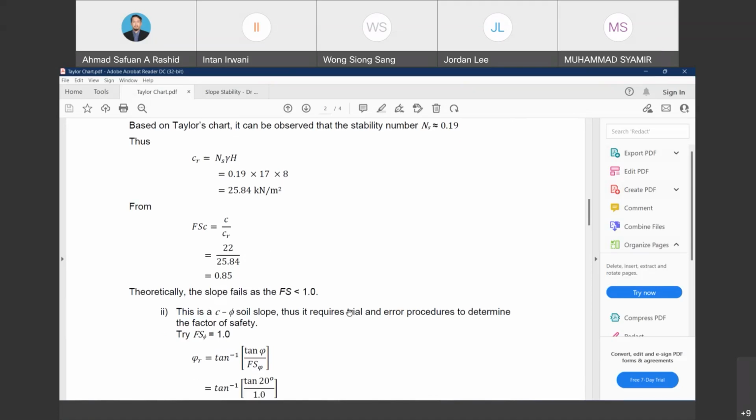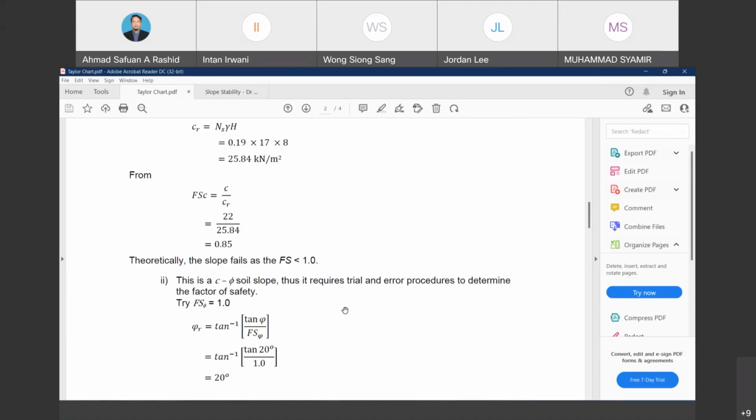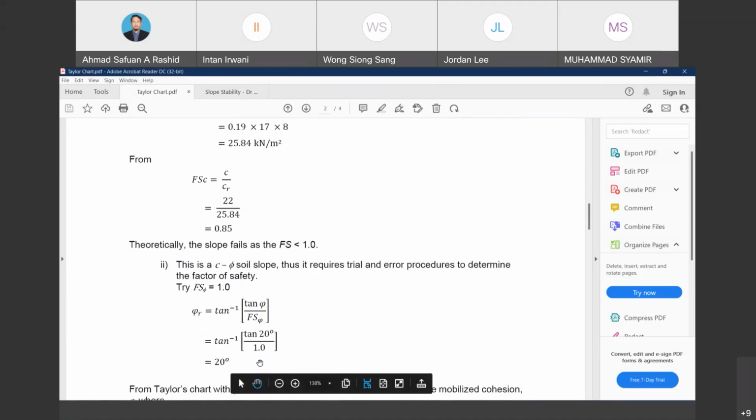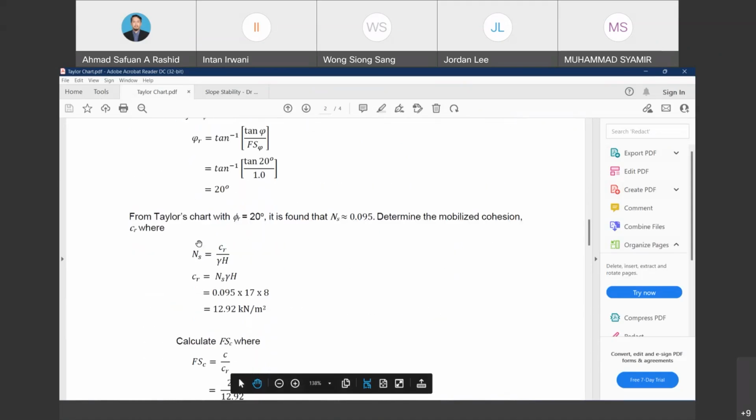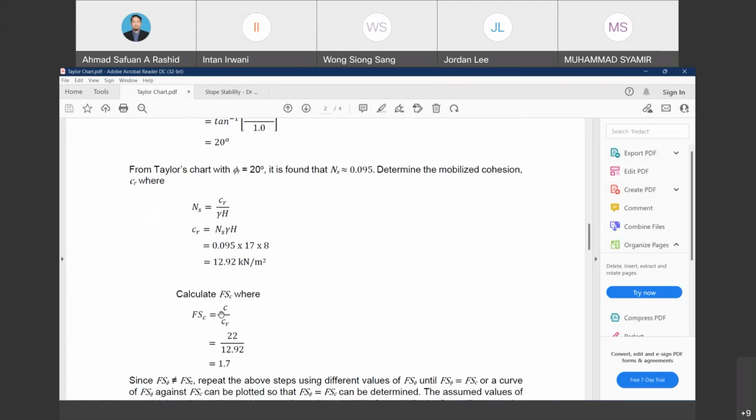Now for the second example, with phi equal to 20, the factor of safety of phi is equal to 1 to begin with. Then we obtain the phi r equal to 20. By using the Taylor chart, when the phi r is equal to 20, it is found that the stability number is equal to 0.095. Determine the mobilized cohesion CR from ns, then CR is equal to 12.92. 22 over 12.92 becomes 1.7.